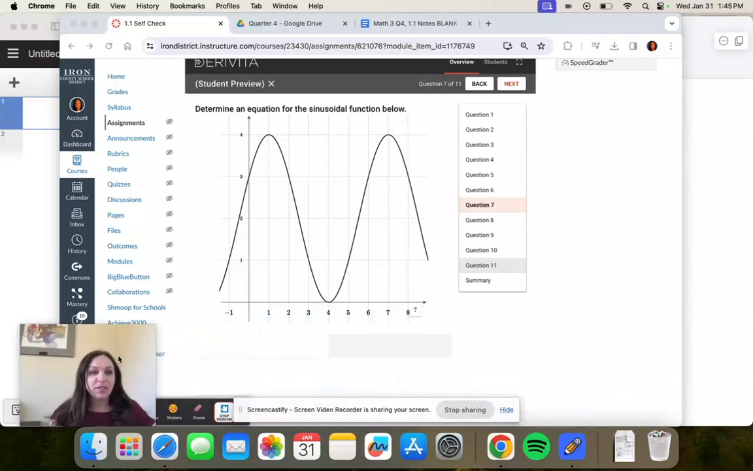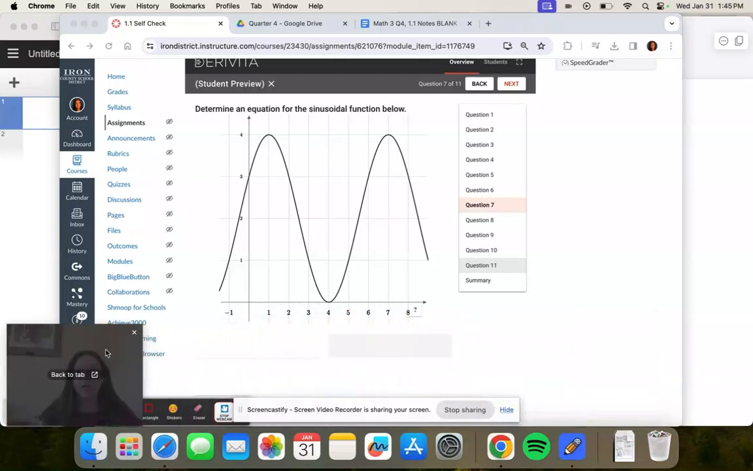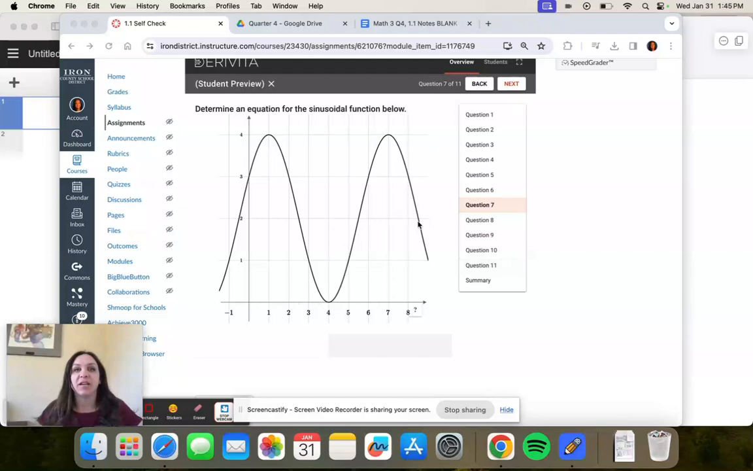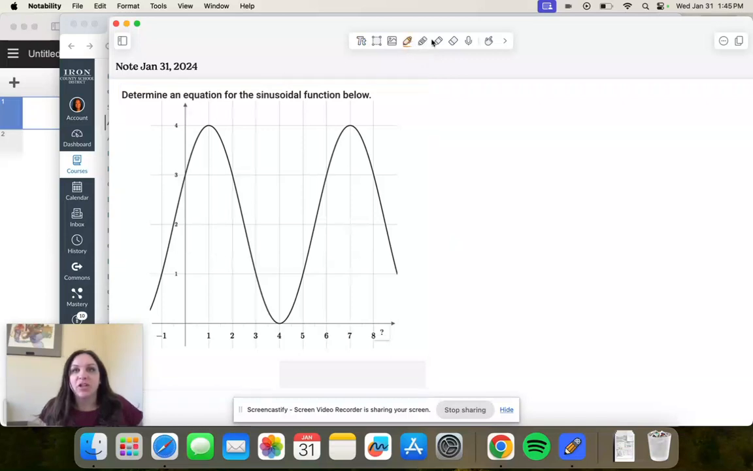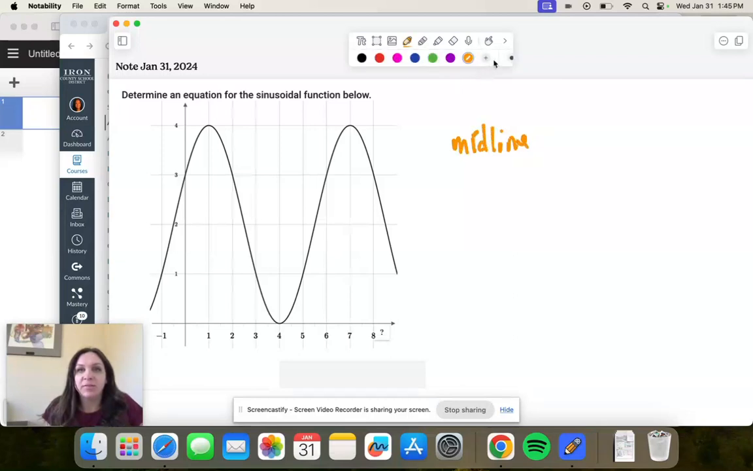All right, question 7. We are writing an equation for the sinusoidal function. So first thing, I like to jump and find the midline. It's good to find where it's halfway.